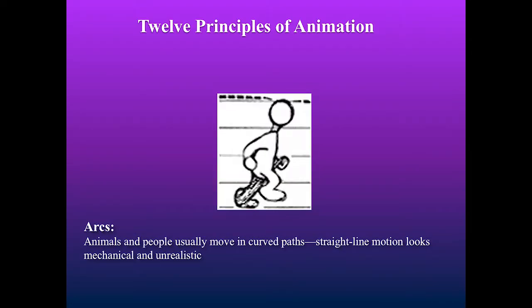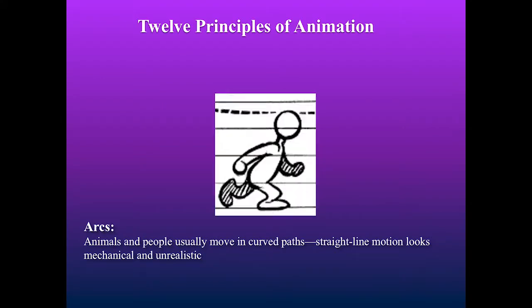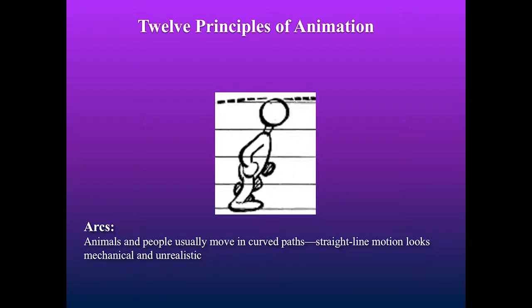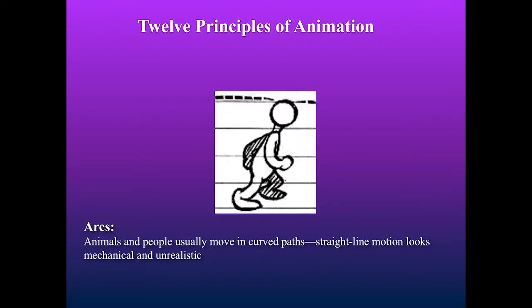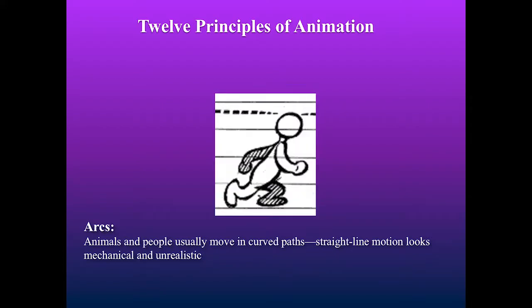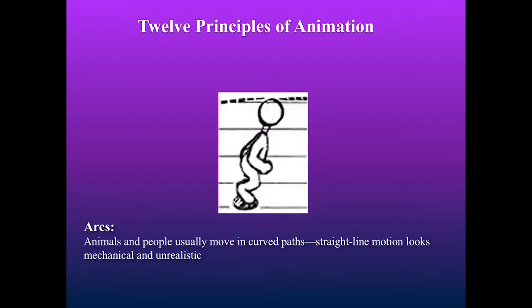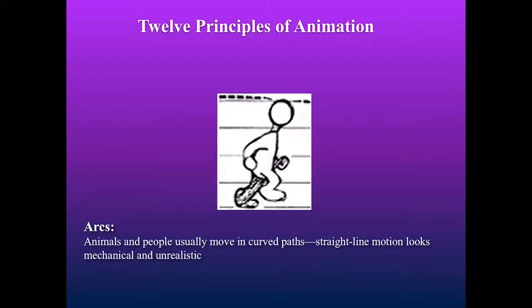Arcs. Animals and people usually move in curved paths. Straight line motion looks mechanical and unrealistic. So the man, as he's walking, you see his head, at the top of his head, there's like a line that becomes a curve as he walks, and it curves up and down and up and down and up and down.